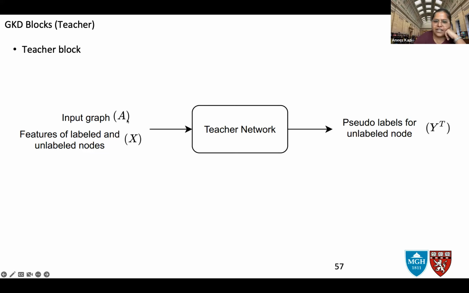You take an input graph and you take features of labeled and unlabeled nodes together. You send them to a teacher network that I will describe in the next slide, and you try to generate pseudo labels for the unlabeled nodes that are there. In different words, you try to learn the labels of the unlabeled nodes during training, so indirectly teaching the teacher first. We call them pseudo labels that are coming out of this teacher network. And then you have a bigger pool of labeled samples.